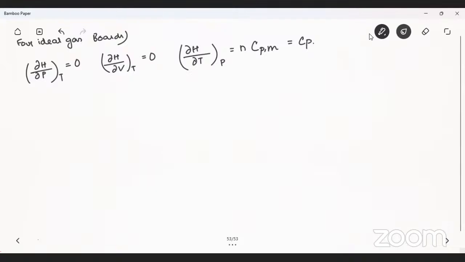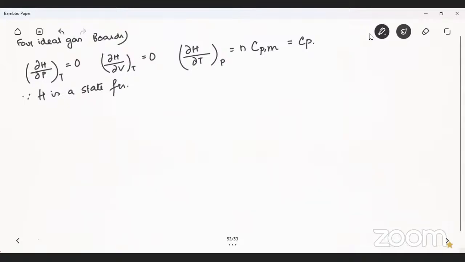So if they ask you why H is a state function, you can show these derivations and say therefore H is a state function. This question has frequently come in your boards. So write like this.